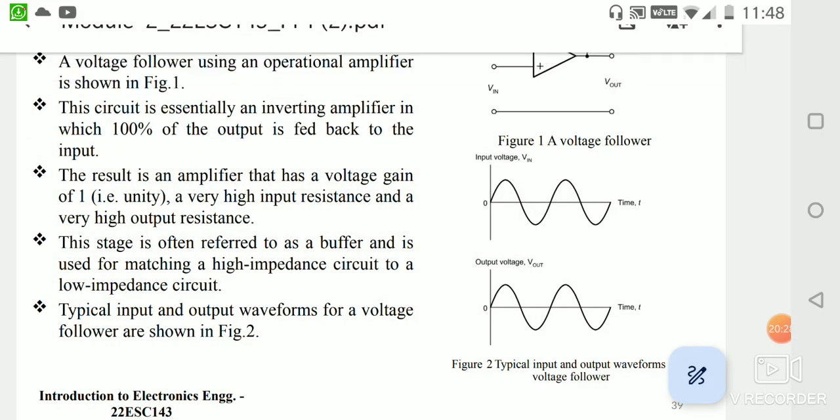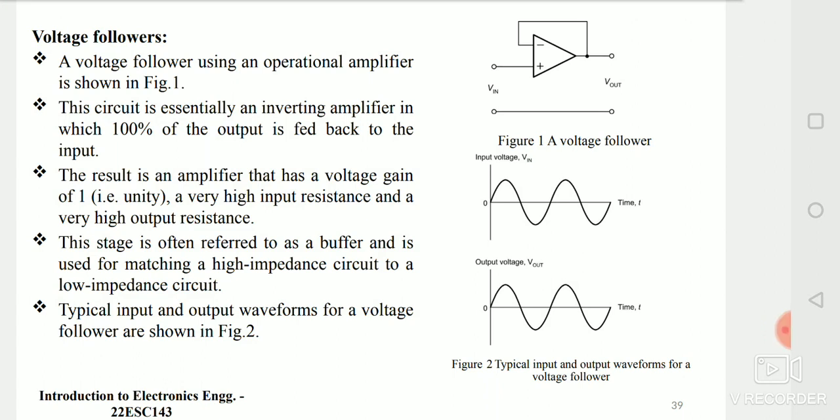So typically the output waveforms of the voltage follower are as shown in the figure. You can see here the input is followed at the output. So it maintains the gain as unity, so that the stability will be more.